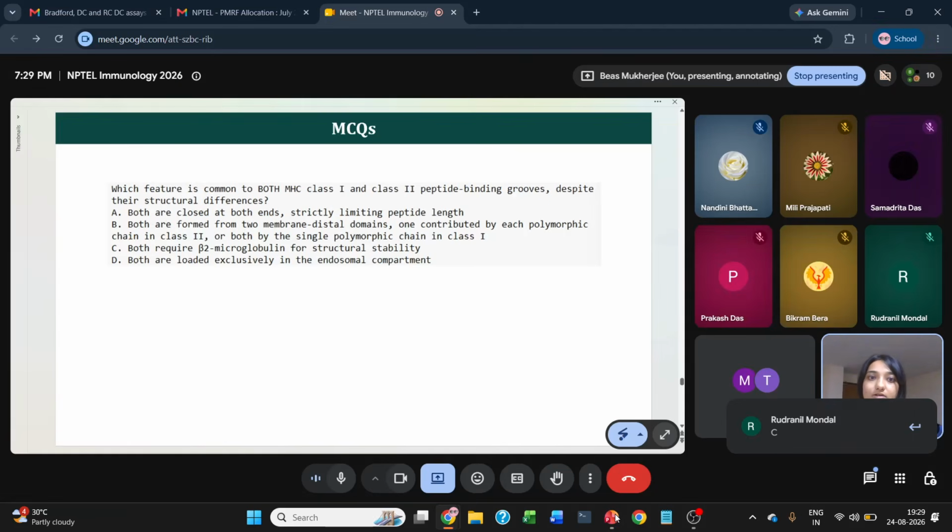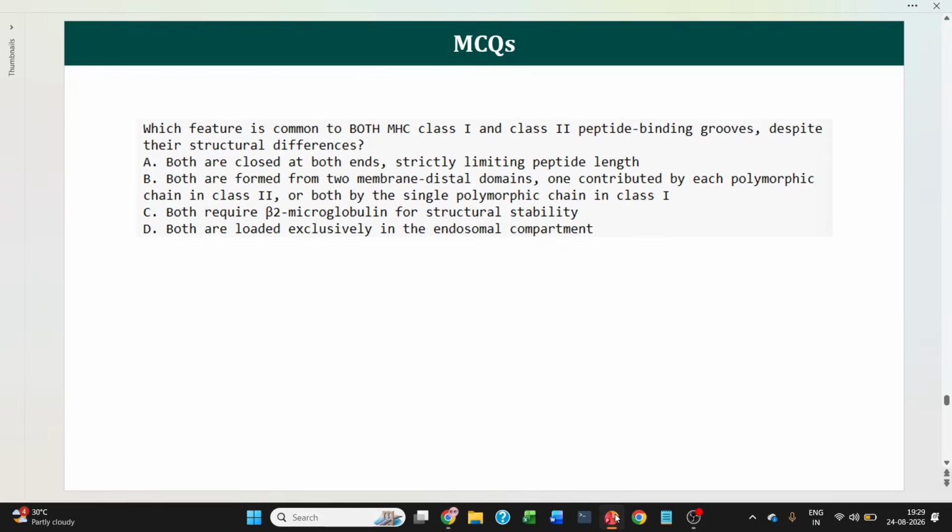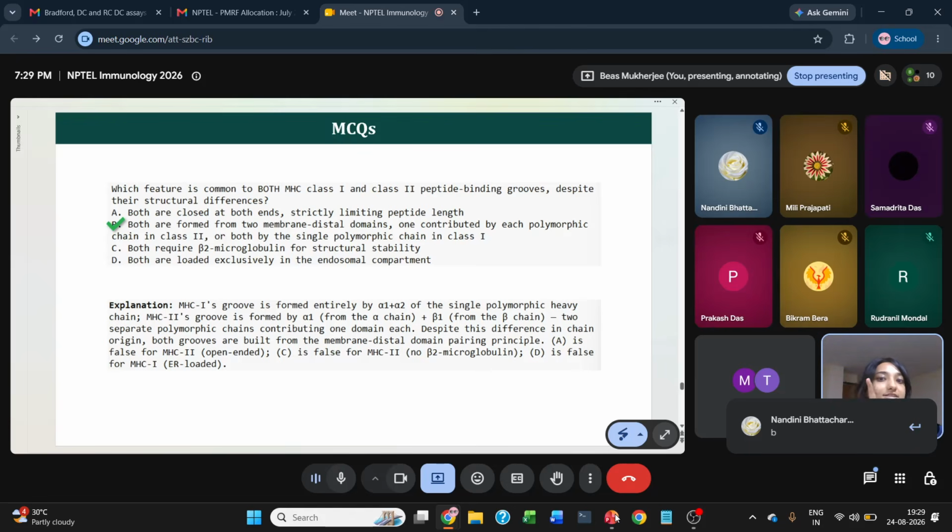Now we have another MCQ here. Which feature is common to both MHC class I and class II peptide binding groups despite their structural differences? A: Both are closed at the ends, strictly limiting peptide length. B: Both are formed from two membrane distal domains, one contributed by each polymorphic chain in class 2. Yes, so B is the right answer. And why is A not the right answer? Because class 2 is not closed at the end and it is not limited by the peptide length.